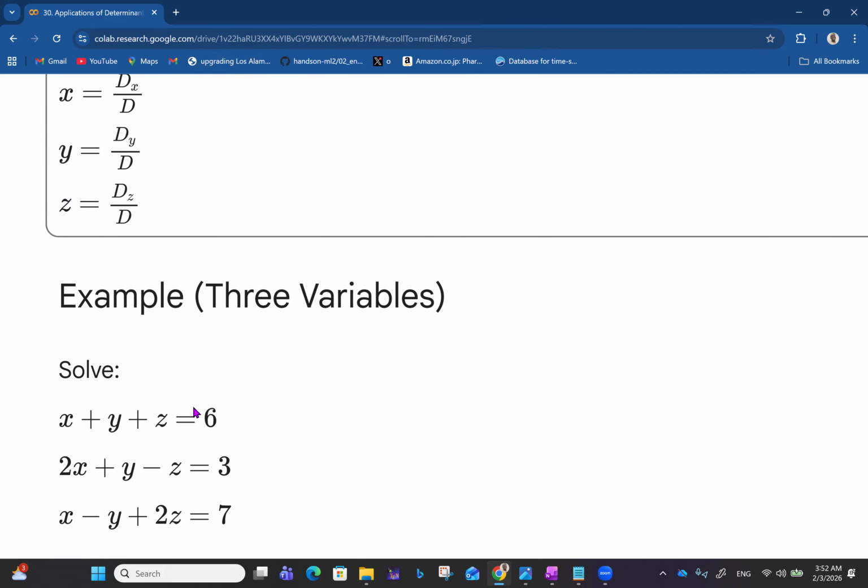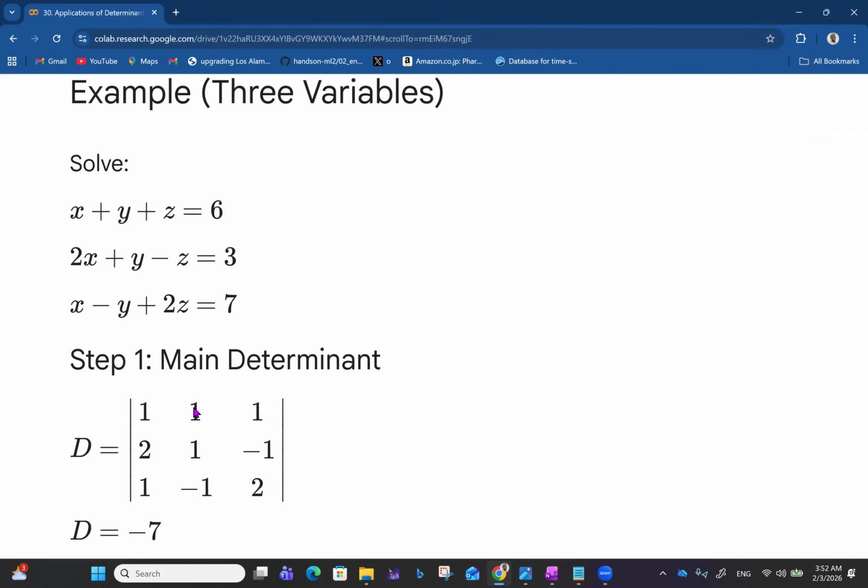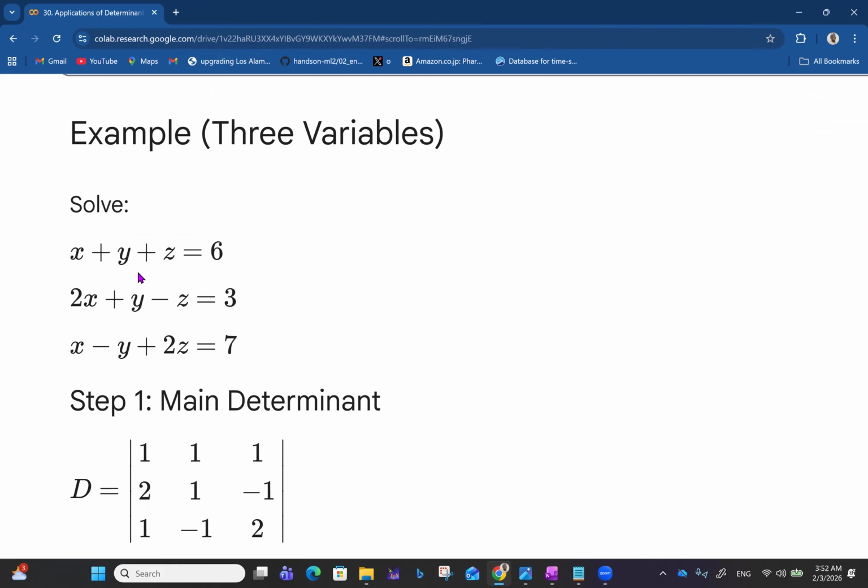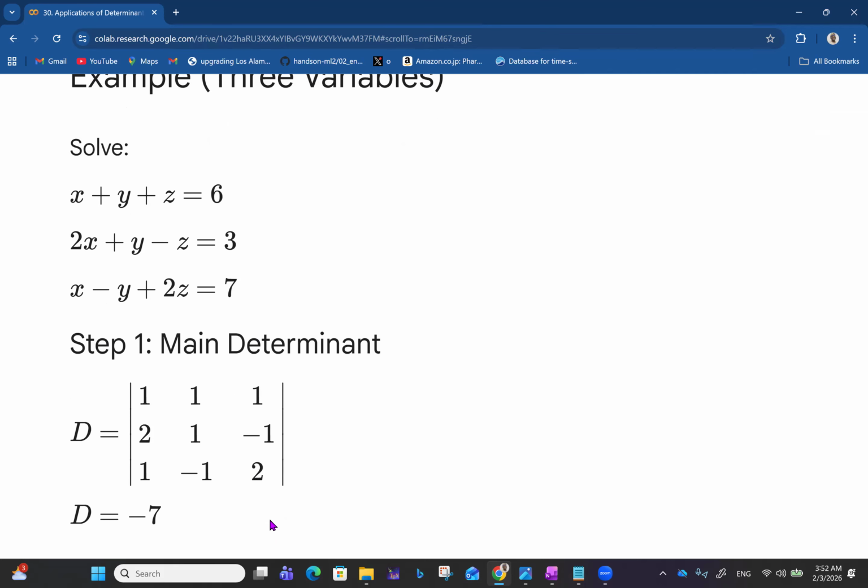So let's take an example of that. For three variables here, you have x plus y plus z equals 6, 2x plus y minus z equals 3, x minus y plus 2z is 7. So the main determinant will be the coefficients 1, 1, 1, 2, 1, minus 1, then 1, minus 1, 2, right? You find the determinant there.